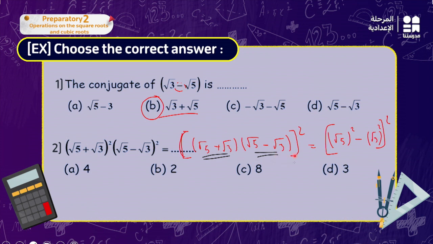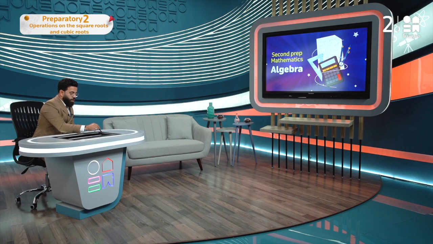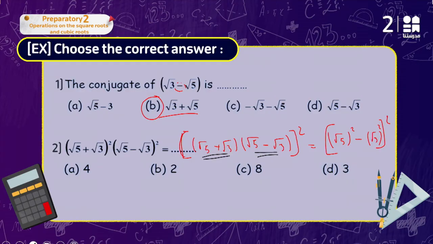ازاي افك 2 conjugates؟ ازاي اعمل product of 2 conjugates؟ The result will be root 5 power 2 minus square root of 3 all to the power 2. So the final answer will be 5 minus 3 all to the power 2. 5 minus 3 is 2. اهو هنا this is 5, this is 3. So 5 minus 3 all to the power 2 it will be 4. Is it clear?